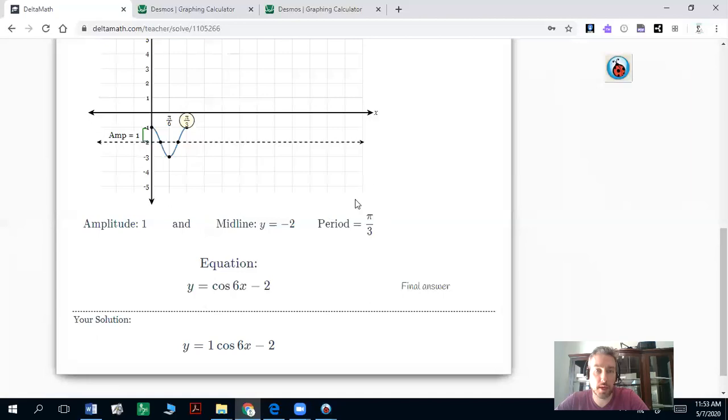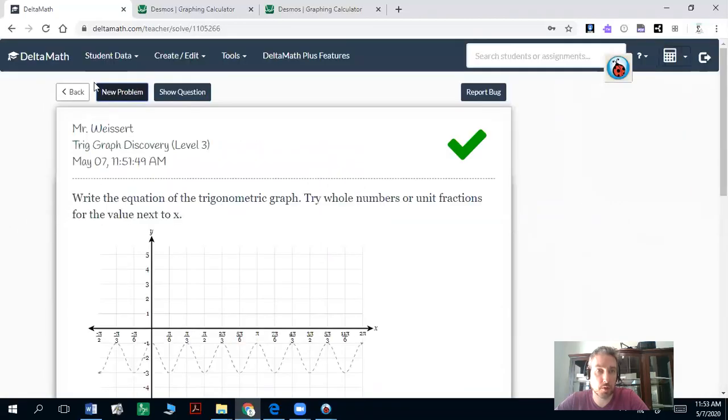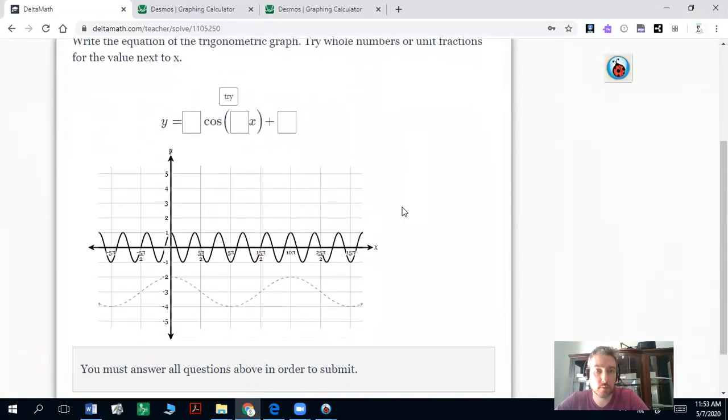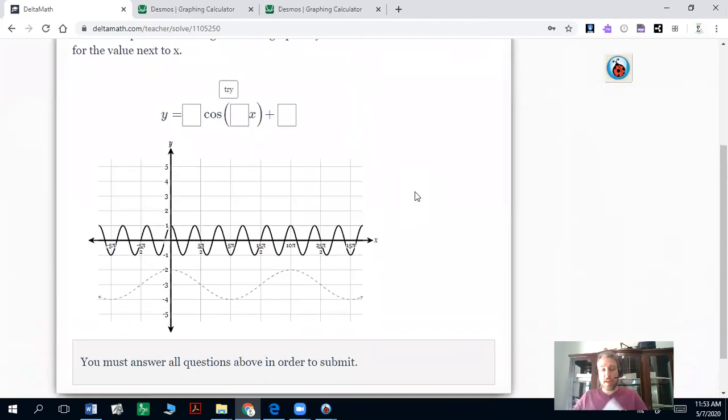Now it doesn't give you the work for that, so that's something I want to make sure I showed you. Let me give you a new problem here. All right, this will be the last one I do on level 3, and then I'll go on to level 4. So level 3, let's look at the midline. It's got a midline of 0, so there would be nothing added. We can put a 0 there.